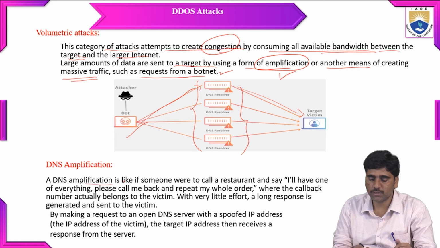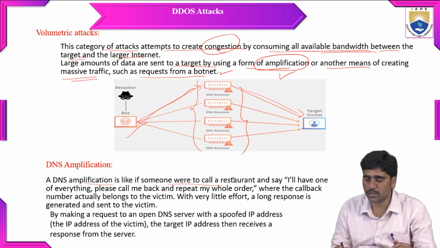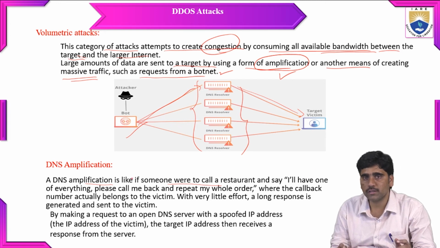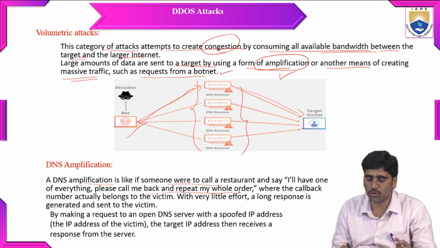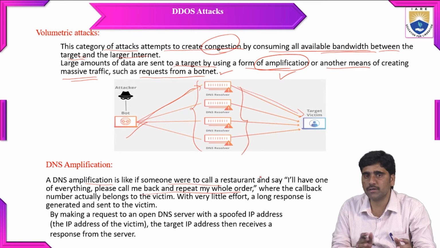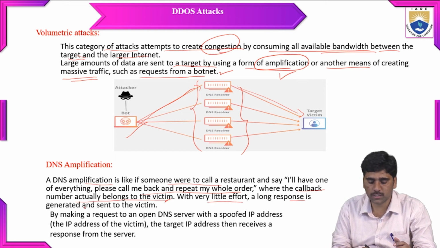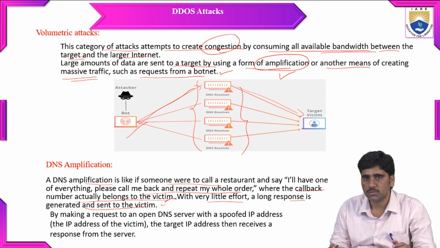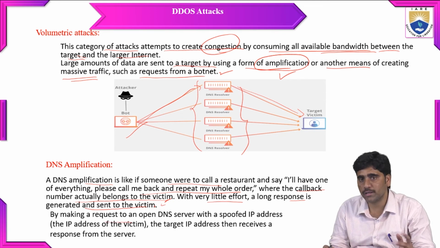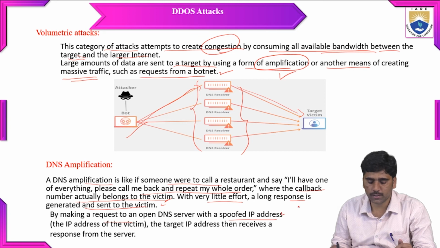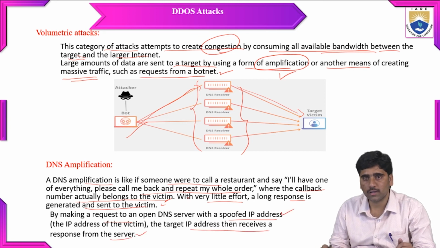DNS amplification is like if someone were to call a restaurant and say, I will have one of everything, please call me back and repeat my whole order. So that means they are directing the message where the callback number actually belongs to the victim. With very little effort, a long response is generated and sent to the victim. By making this request to the open DNS server with spoofed IP addresses, the target IP address then receives a response from the server.